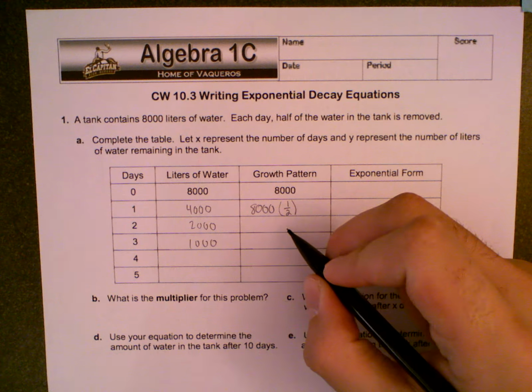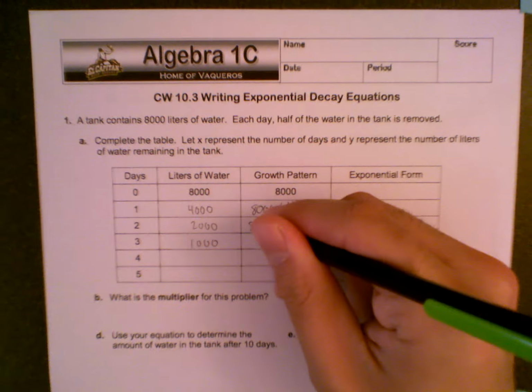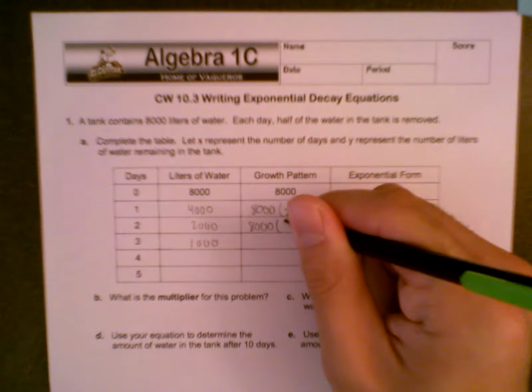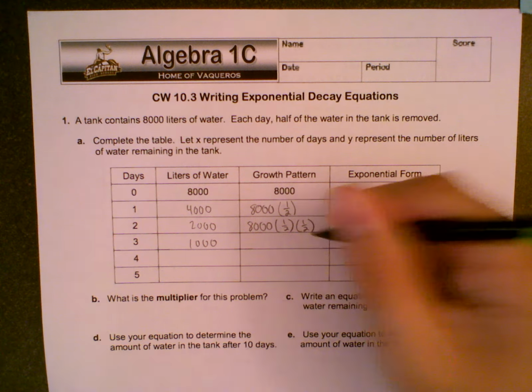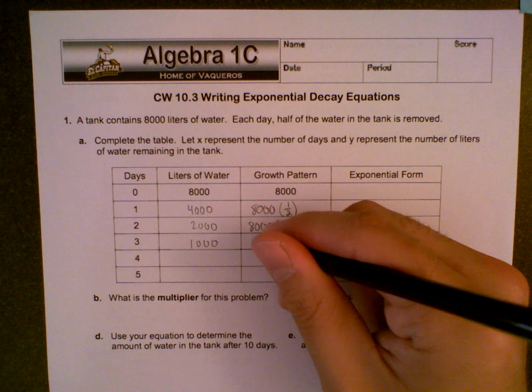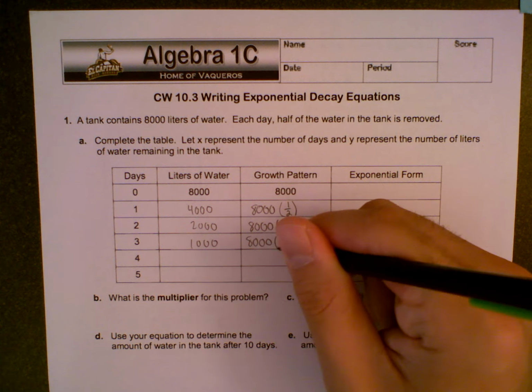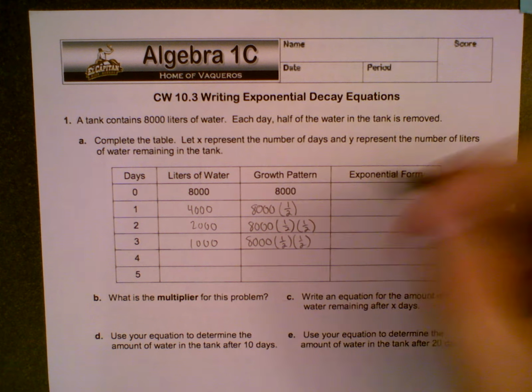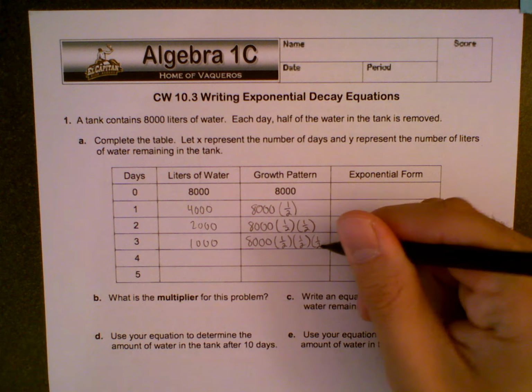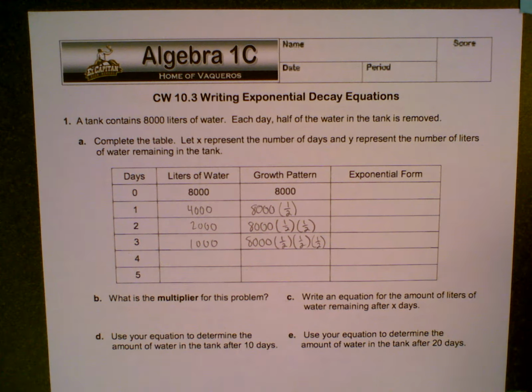On our second day, we've got our 8,000 that we started with, already multiplied it by half, and now we're multiplying by half again. And on day 3, same thing, we've got our 8,000 that we started with, multiplied by half, and now it's day 3, so we've got to multiply by a half again. So let's see if we can put this into exponential form now.